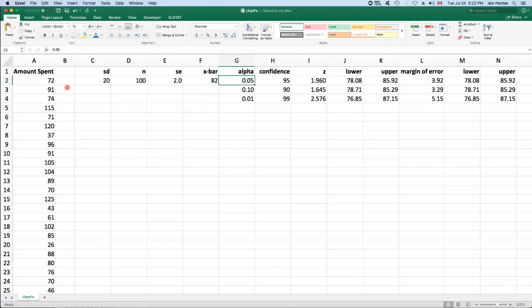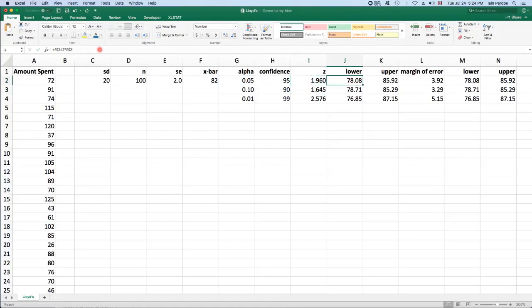We're going to calculate a 95% confidence interval, which means that alpha is 0.05, and the confidence is 100 times 1 minus 0.05. And then for the z critical value, we're going to use the norm.inv function. The first argument is 1 minus alpha over 2. The second argument is the mean, 0. And the third argument is the standard deviation, 1, for a standard normal random variable. That gives us the familiar z critical value of 1.96, which goes with a 95% confidence interval.